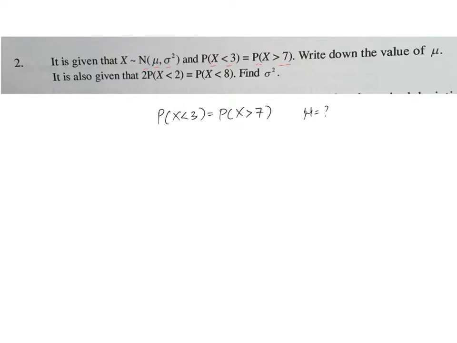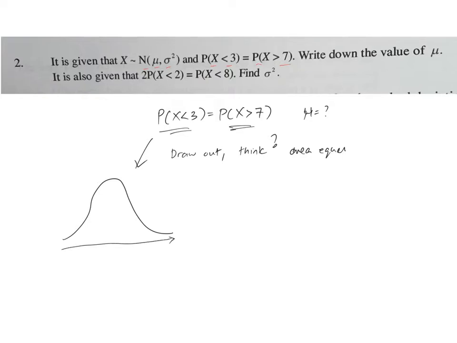So if we want to talk about X less than 3 equals X more than 7, you must also think about drawing it out and think in terms of area. Think in terms of area, right? It means the area is equal. So how would the probability of X less than 3 look like? If you're not sure, you can see, if you think about it, mu is the center. So if we just make an educated guess, X less than 3 could be somewhere here.